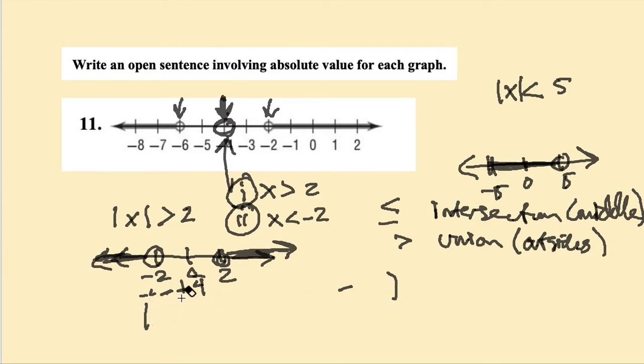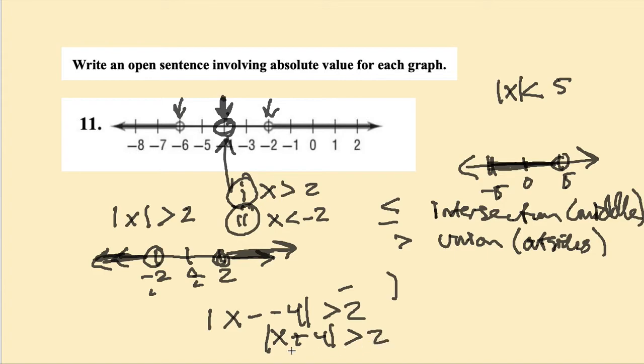All right, so if we're writing this statement, we are going to have x minus minus 4 is greater than, and it's not greater than or equal to because they're open, it's greater than 2. And then we just simplify it. So it's x plus 4 is greater than 2. And then test it and see if you get it, all right?